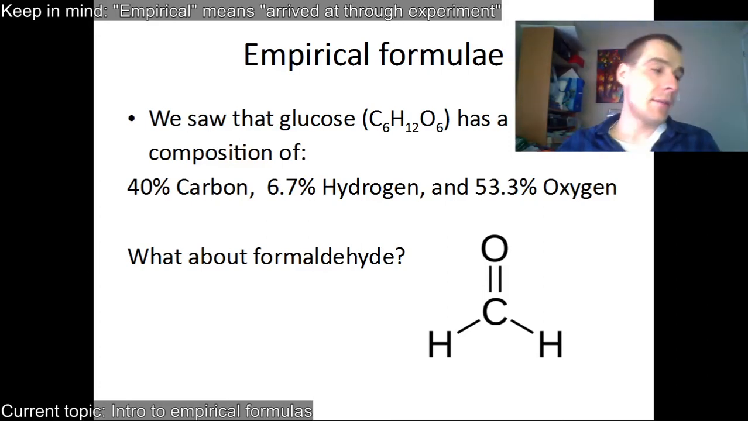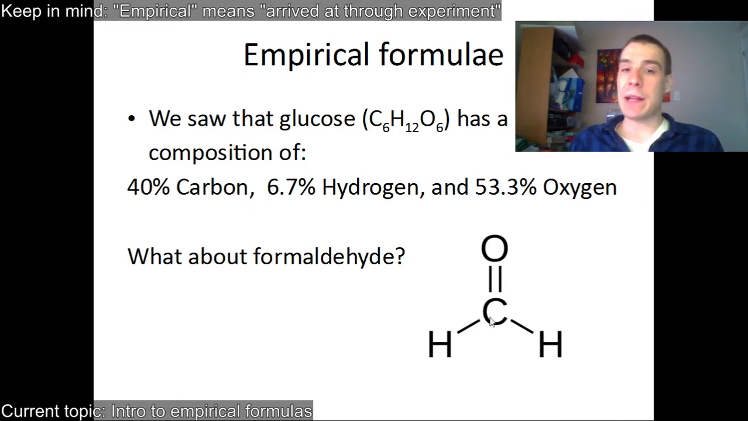Okay, hey, grade 11 chemistry. This is our last lesson of Unit 3, and we're talking about empirical formulae or empirical formulas. And empirical means arrived at through experiment. So to explain what an empirical formula is, we saw in the previous lesson that glucose has a composition of 40% carbon, 6.7% hydrogen, 53.3% oxygen.